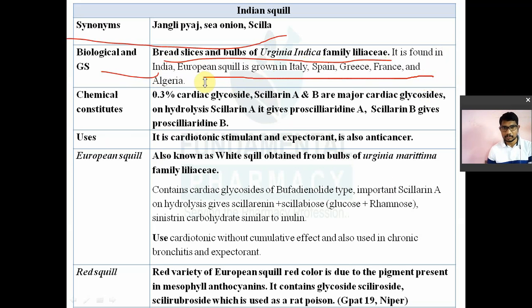Geographical source is not asked much, but they may ask it. Geographical source wise they rarely ask. Once they did ask about European squill. It is grown in Italy, Spain, Greece, India, France and Algeria.